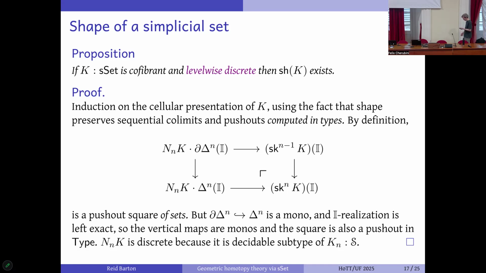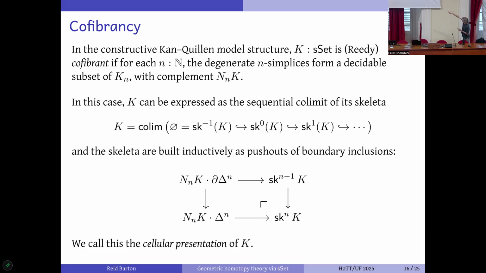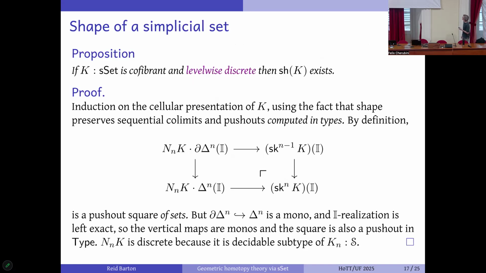So on the previous slide, we saw that K was a sequential colimit of a bunch of simpler simplicial sets. And then each of the n-skeletons is built as a pushout from some other simpler objects as well. And so if we understand sequential colimits and pushouts, then we can try to understand an arbitrary simplicial set K. So we're just going to try to prove that shapes exist by induction on this structure. And so the interesting bit is we come to the case of a pushout, the pushout that builds the n-skeleton from the (n-1)-skeleton.